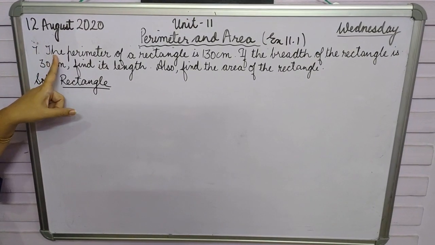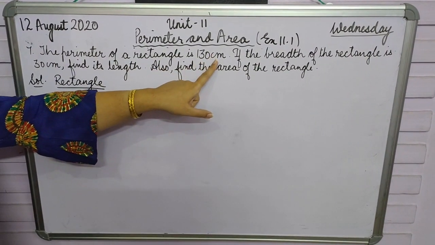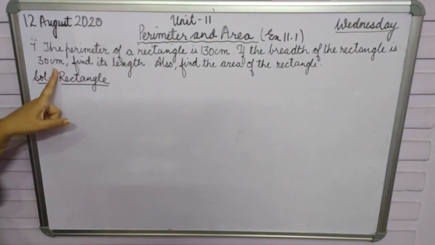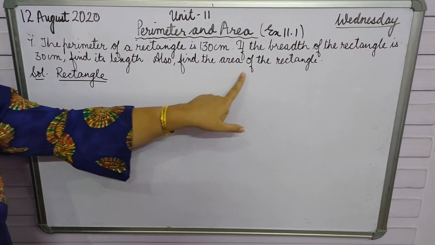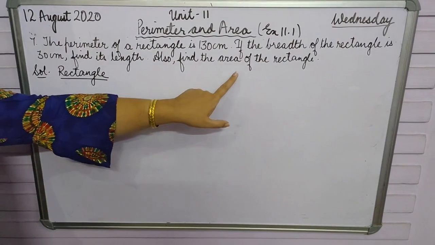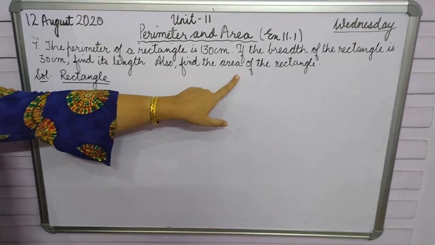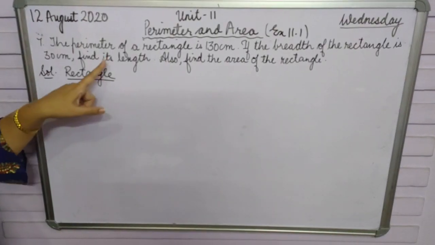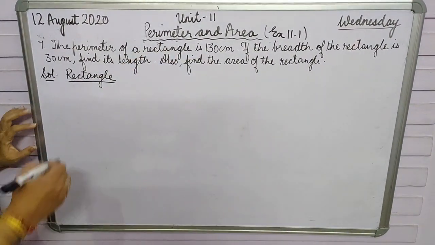Question number 7 is, the perimeter of a rectangle is 130 centimeter. If the breadth of the rectangle is 30 centimeter, find its length. Also find the area of the rectangle. For finding out the area of a rectangle, we need two things, length and breadth. Breadth is already given to us, so we are supposed to find out the length here with the help of the perimeter.